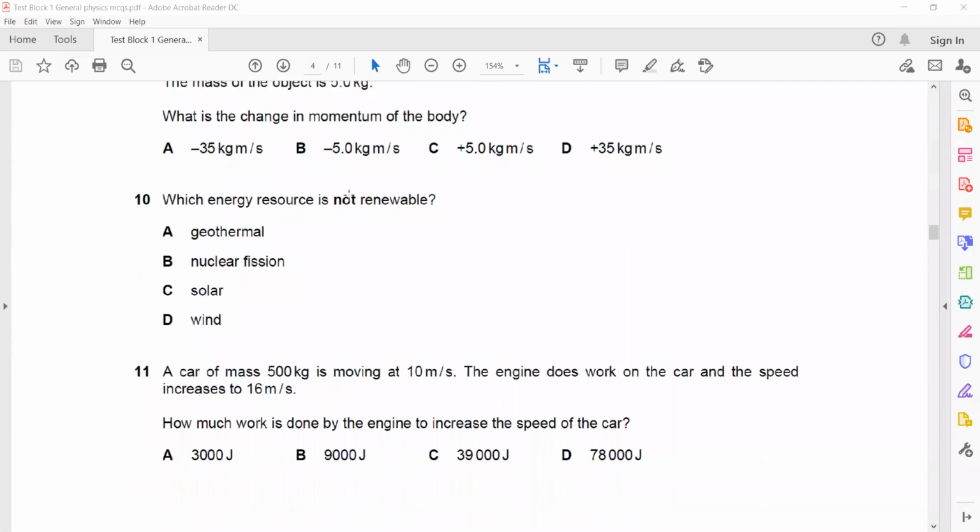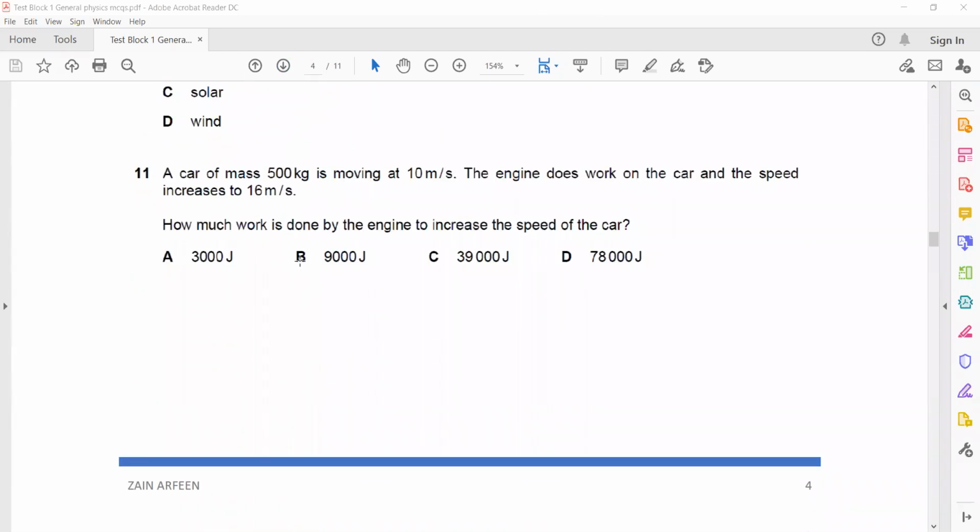Which energy resource is not a renewable energy resource, meaning which cannot be replenished over a short period of time? Geothermal, solar, wind are available. So which one cannot be replenished over a short period of time? Nuclear fission. Solar is renewable, and wind is because of the heat of the sun, that's also renewable. The only one which is not renewable is nuclear fission because it cannot be replenished over a short time.